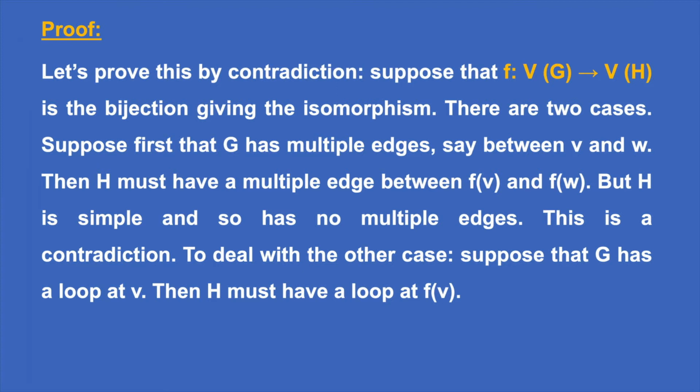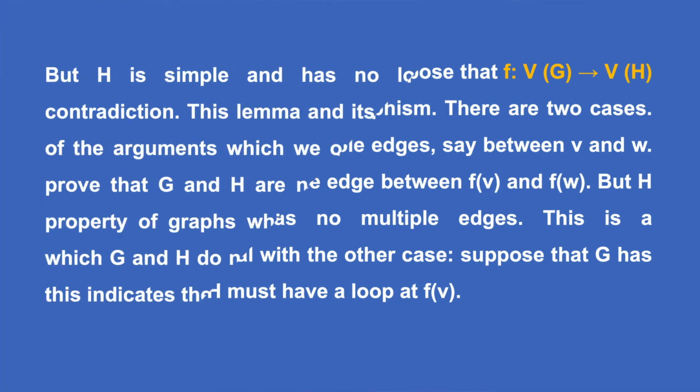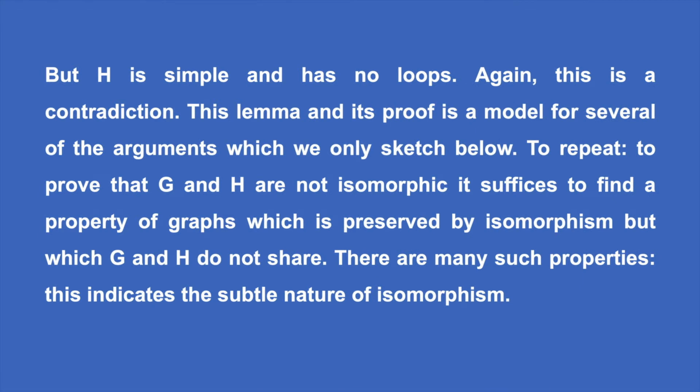This is a contradiction. To deal with the other case, suppose that G has a loop at v, then H must have a loop at f(v), but H is simple and has no loops. Again, this is a contradiction. This lemma and its proof is a model for several of the arguments which we will be sketching later on.